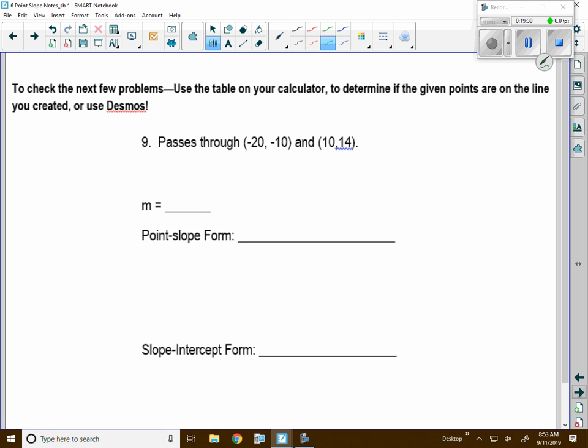All right, to check the next few problems, use the table on your calculator to determine if the given points are on the line you created, or you can use Desmos. So let's go ahead and get those calculators out, because the more calculator skills we get, the better. If you have a calculator, get it out. Most of you should have one. I'm going to show you how to use it, but first, we're going to go ahead and do our process. So we're going to find our slope.